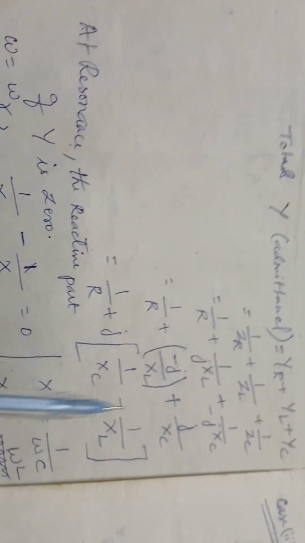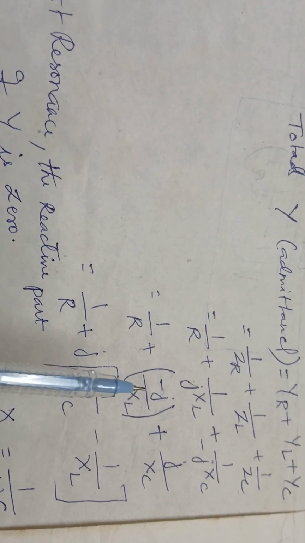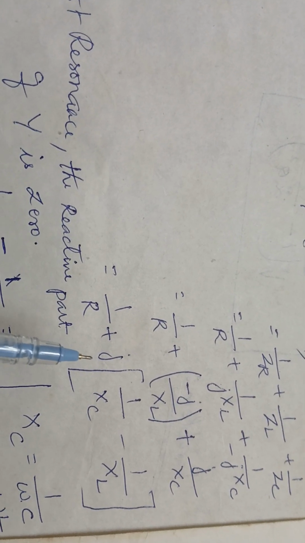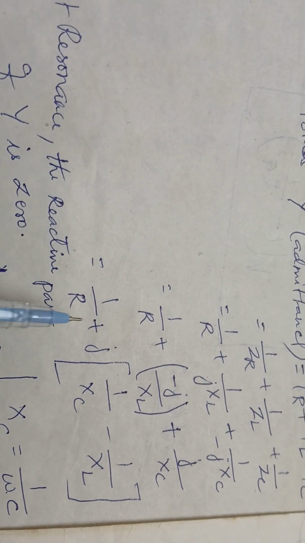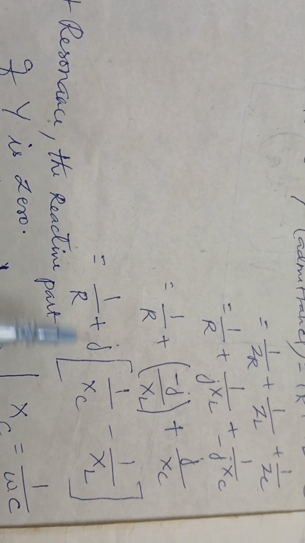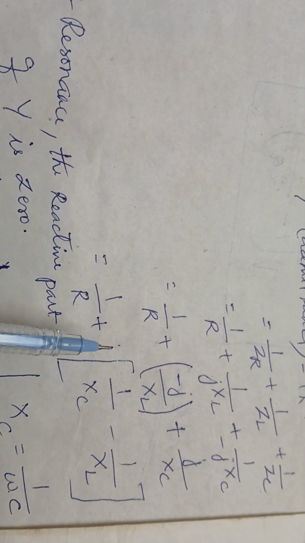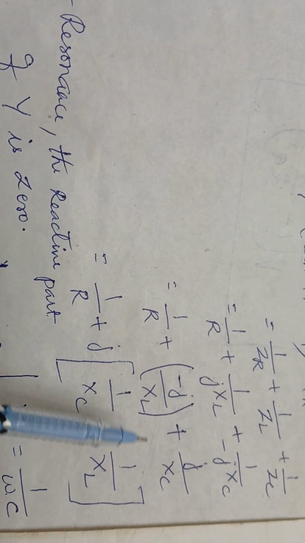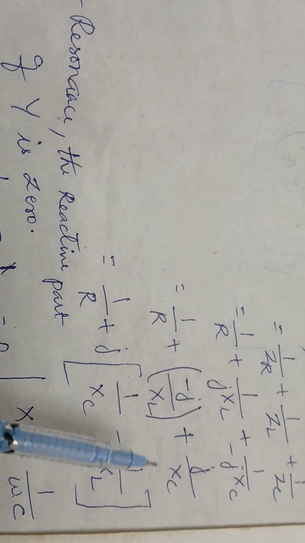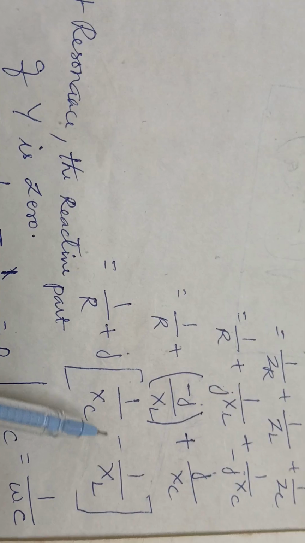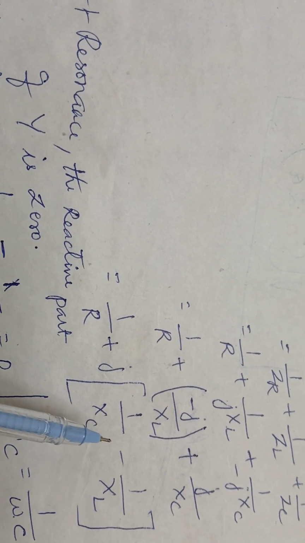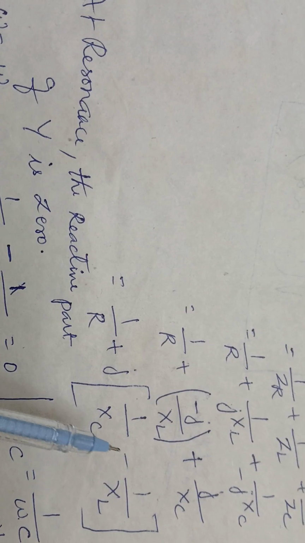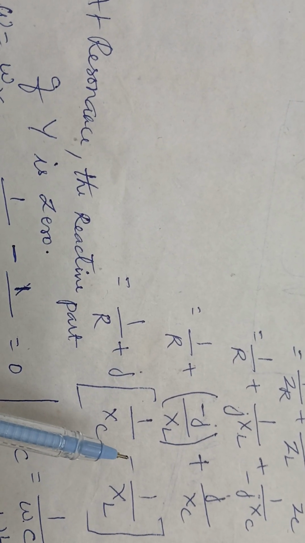In terms of J terms you are getting this. So this is the active part, and the J term, the imaginary part, is called the reactive part. The reactive part should be made 0, for the parallel resonance as well as for the series condition.